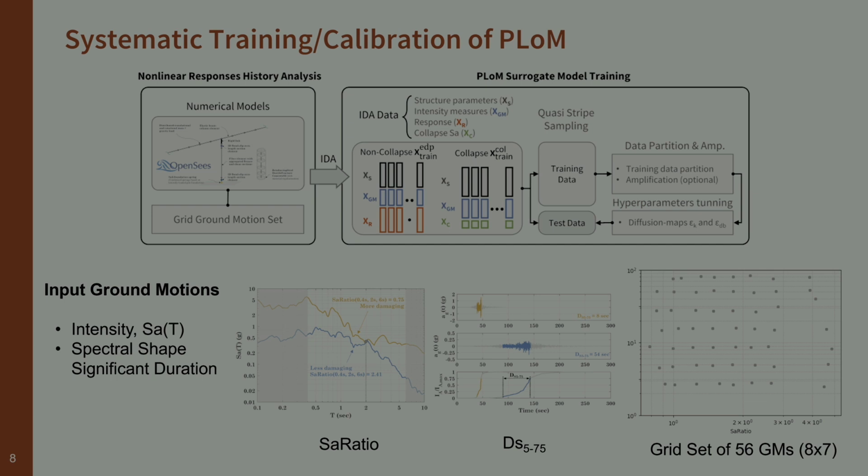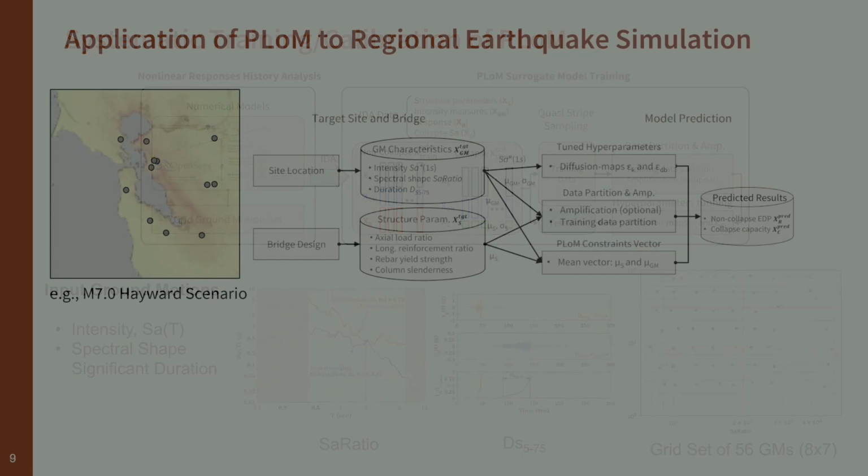And then to do these IDA analyses, we've gone into the PEER database and got what we call a grid of ground motions. That is, picking an assortment of ground motions with a range of SA ratios and a range of durations, so a large suite that we pass through these training models, so we have the statistics to cover the whole range of ground motion characteristics that could be encountered at different sites.